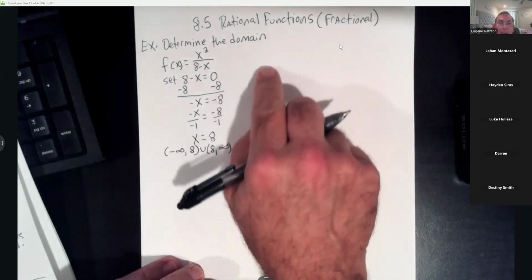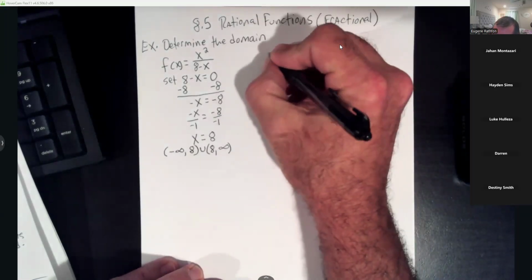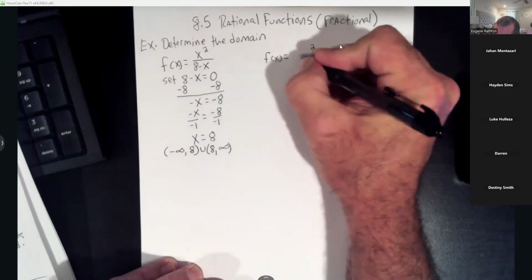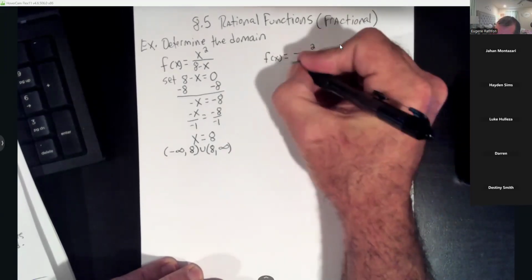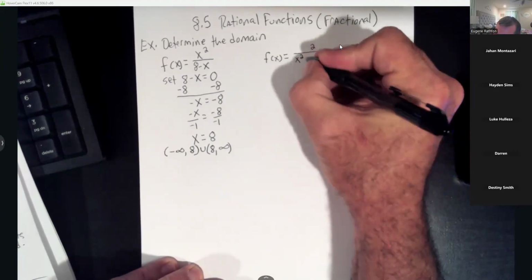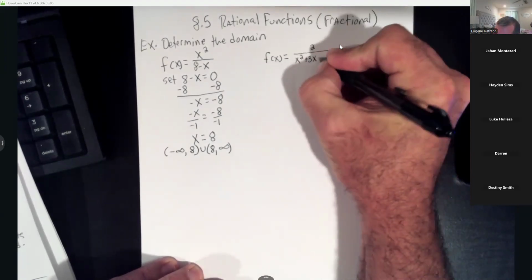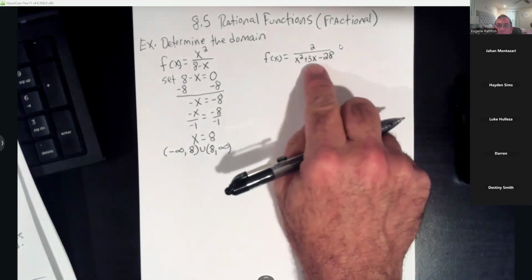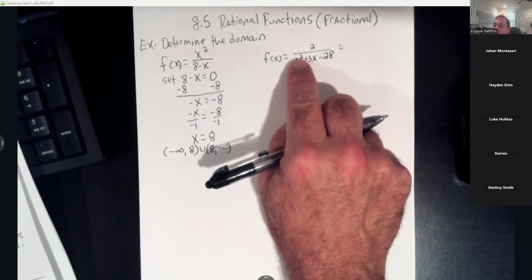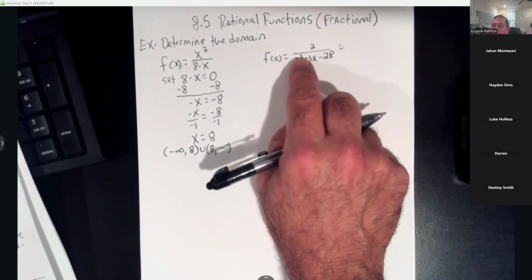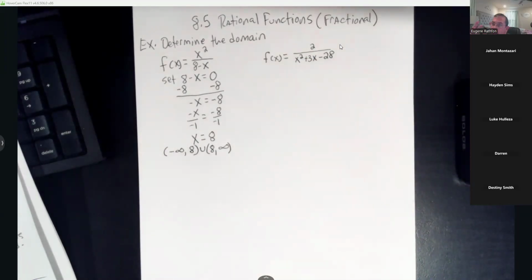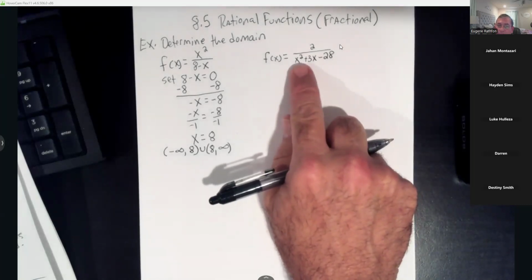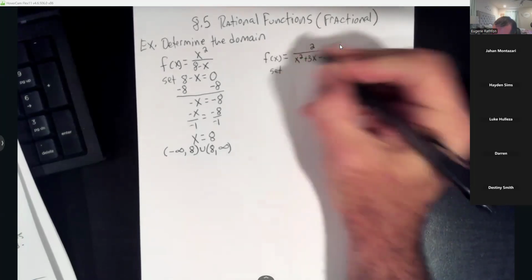All right, so another one doing the same thing. So y'all, this one they're giving me f of x equals 2 over x squared plus 3x minus 28. All right, y'all, so the same type problem as this one, except now I've got an x squared in here. So this exponent 2 means I will find two numbers to exclude from my domain. Okay? So we're going to set that equal to 0.